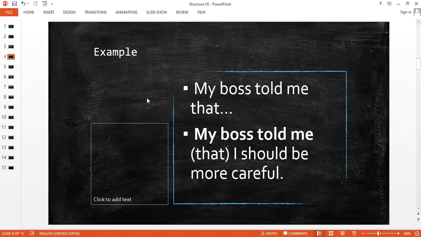Okay. Instead of my boss told me that I should be more careful, you can also say my boss told me I should be more careful, without that. Are those expressions correct? Okay, whether you use that or not, it is correct.